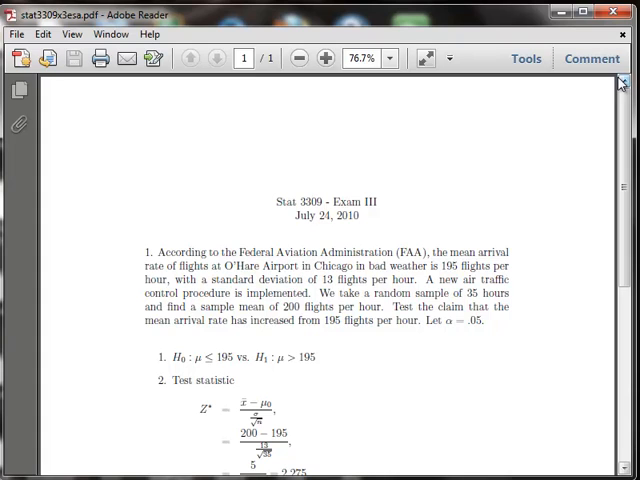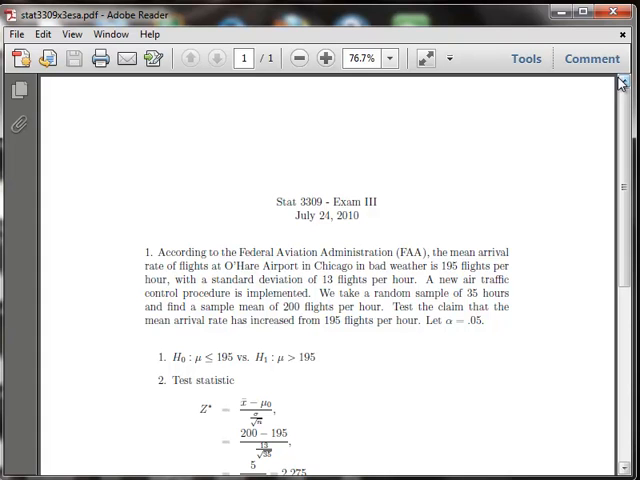According to the Federal Aviation Administration, the FAA, the mean arrival flights at O'Hare Airport in Chicago in bad weather is 195 flights per hour with a standard deviation of 13 flights per hour. A new air traffic control procedure is implemented. We take a random sample of 35 hours and find a sample mean of 200 flights per hour. Test the claim that the mean arrival rate has increased from 195 flights per hour.